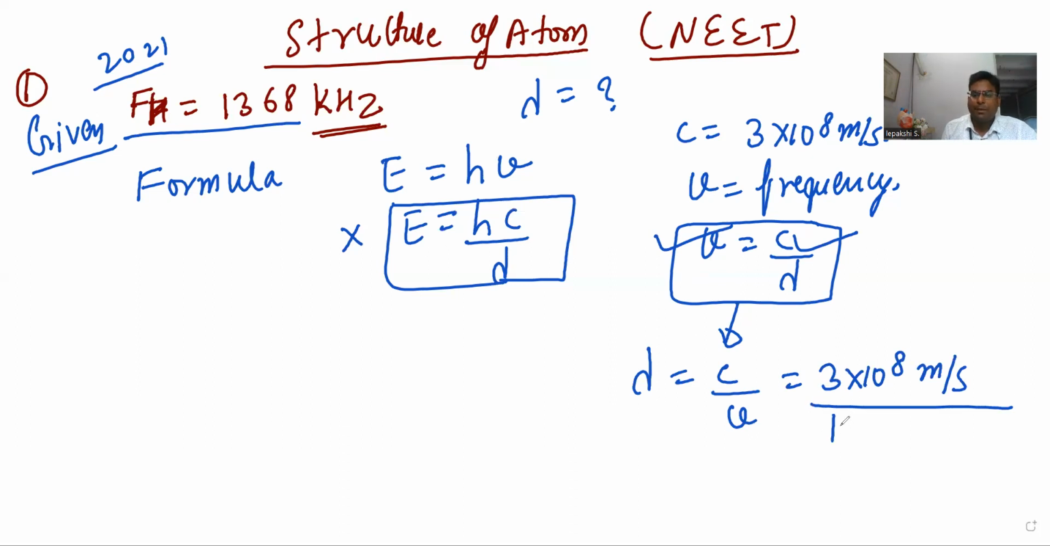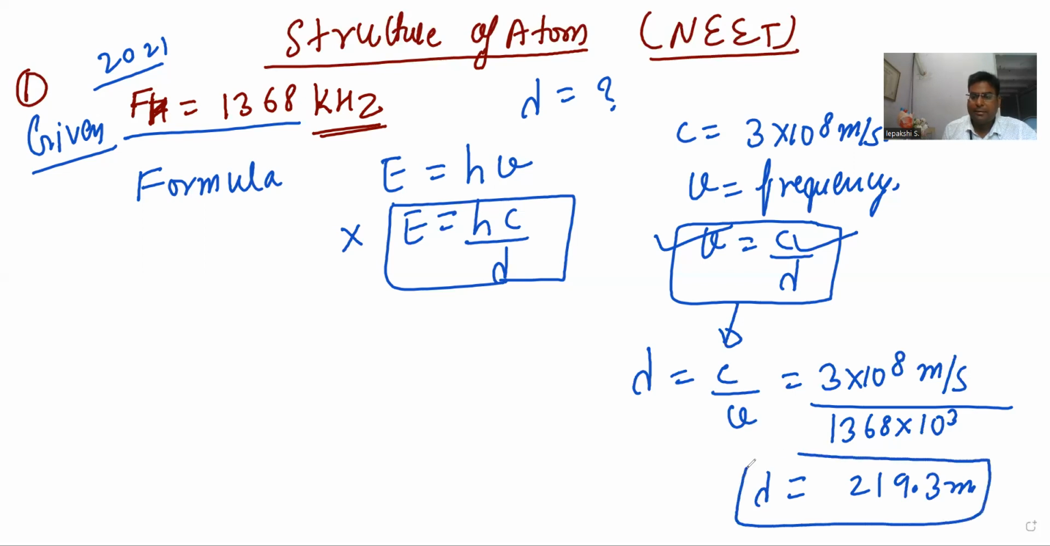So the C value is 3 × 10⁸ meter per second divided by the frequency, 1368 into kilohertz. Kilo means 10³, and hertz means per second. So when you calculate, you will get 219.3 meter. This is your lambda. A very simple question asked in 2021. Now see the next.